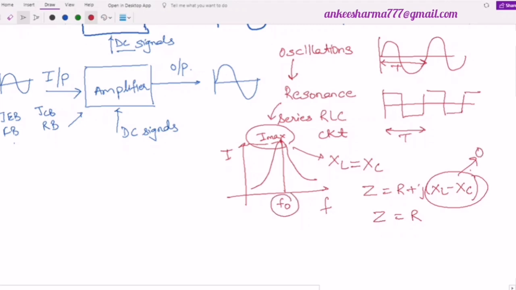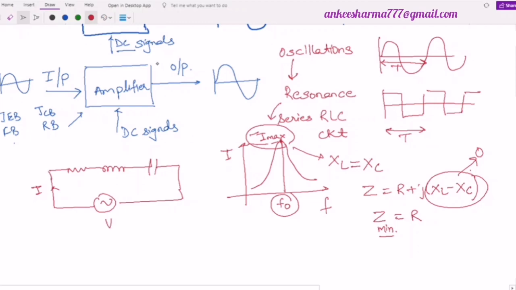So I can say here, at resonance, the impedance provided by this series RLC circuit is minimum. So I will write here Z minimum. And the current provided by that system will be the maximum current. So if I take this RLC circuit, then what is going to happen exactly at resonance? The current flowing through it will be maximum. And this will happen only for a particular frequency.